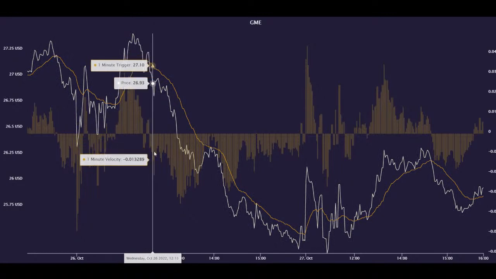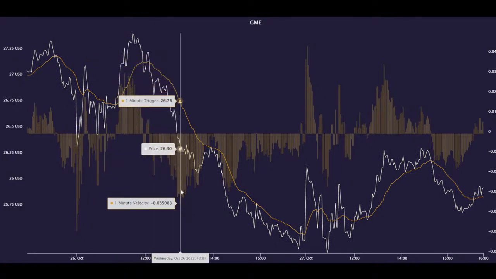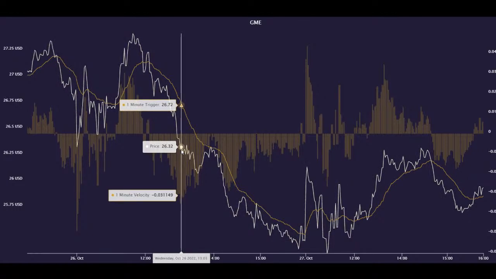You can see the velocity is growing to the downside, growing to the downside, growing to the downside, and here's your most extreme print. Look at the 1 minute velocity. It shows a reading of 0.035, and price at the time is 26.30. So what you're looking for is 3 new lows, and then there's going to be a reversal.